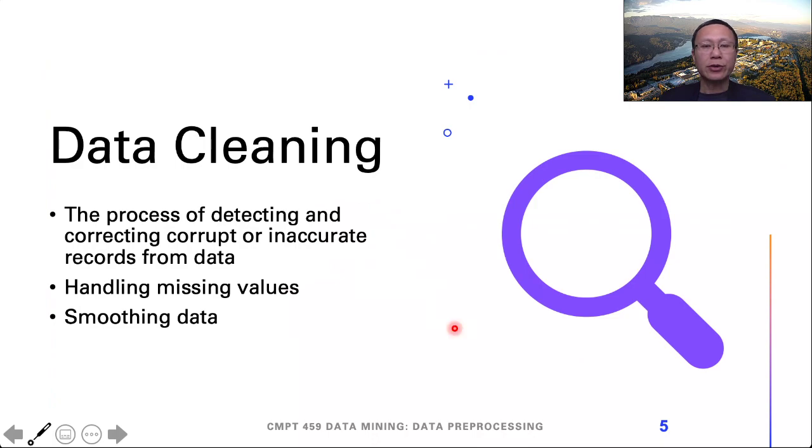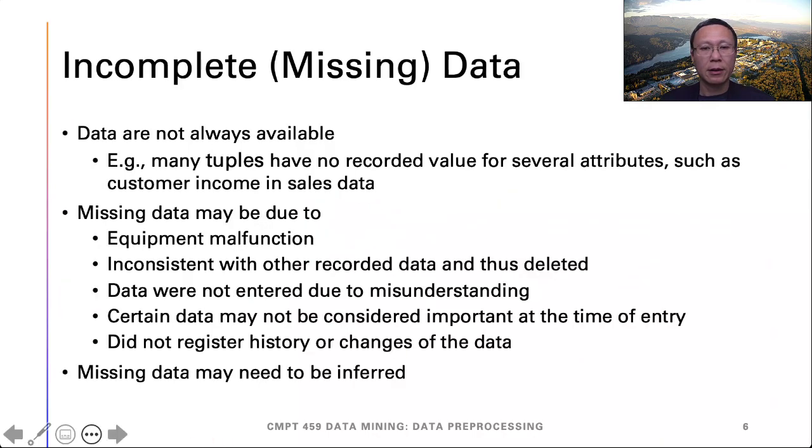So in order to solve those issues in data, we need to do data cleaning. Data cleaning essentially is the process of detecting and correcting the corrupt or inaccurate records from data. It has to handle missing data, it has to smooth data to some extent. We'll explain the details next. First, let's look at how to handle incomplete data or missing data.